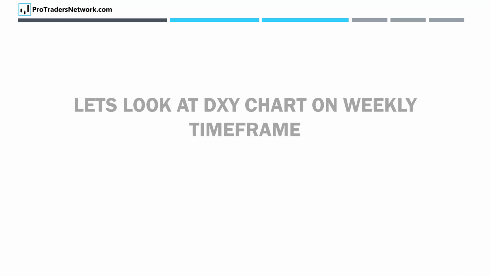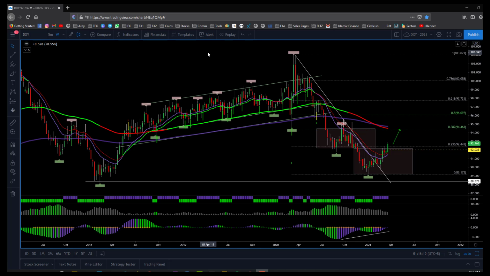Alright, so let's look at the DXY chart on the weekly time frame and see what's in it for us. So right now we have the greenback, the DXY chart in front of us, and this is the weekly time frame. And let's take a look at what price has actually done over the couple of weeks and months, and what it might actually do in the coming weeks and months as well.